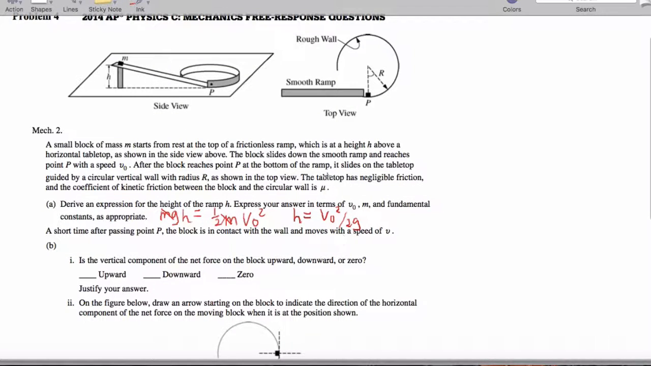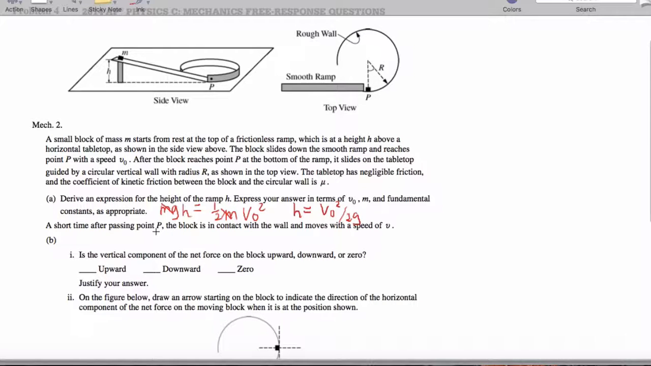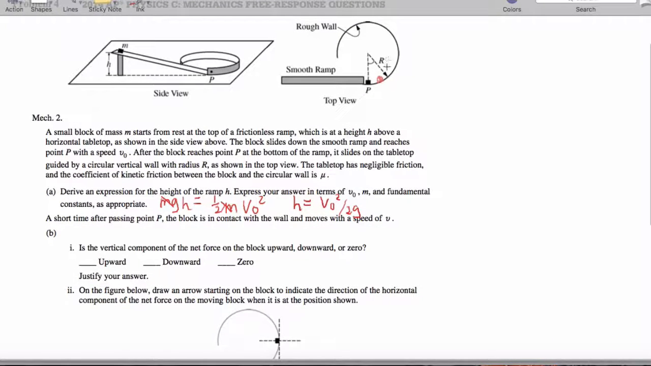Now, after a short time after passing a point P, let's just say the block is in contact with the wall and moves at the speed V. Okay, so the vertical component of the force. I'm going to look at this from the top view. We've got the block right here against the wall. There's the normal force from the ground and the downward force of gravity. Basically, the net vertical force on the block is 0 because it doesn't move up or down.